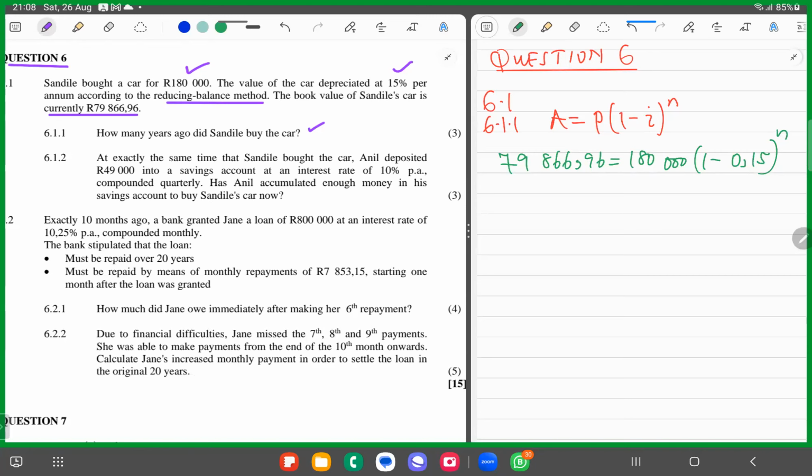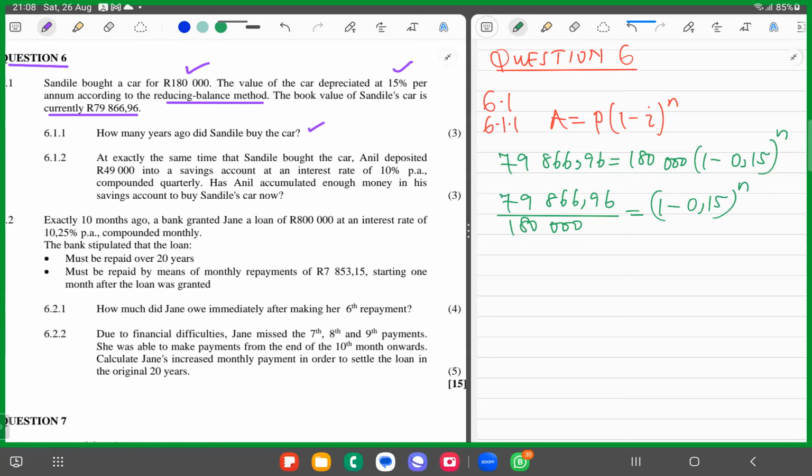Right, we're going to use the log. Yes, thank you so much. I'm glad that you're able to see that, right? Okay, so we're going to divide by 180,000. So we have 79,866.96 divided by 180,000, which equals (1 minus 0.15) to the power n. Okay, now we have an exponential function. We need to solve for the exponent, and then we introduce the log.